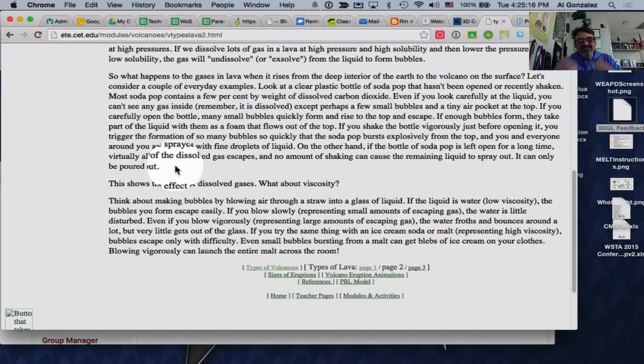And that is how a volcano can build up a lot of pressure if it's capped in. But if the cap is open and there's room for the gases to escape, the lava is just going to flow out. It is not going to explode. This shows the effects of dissolved gases.